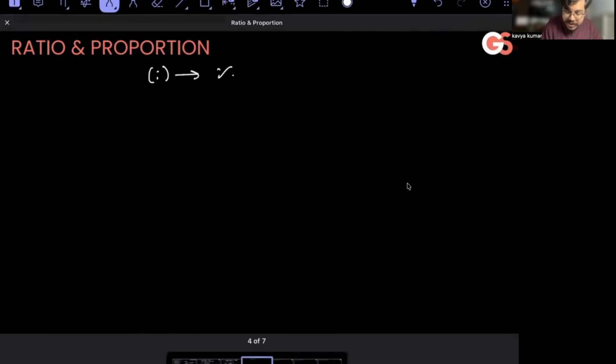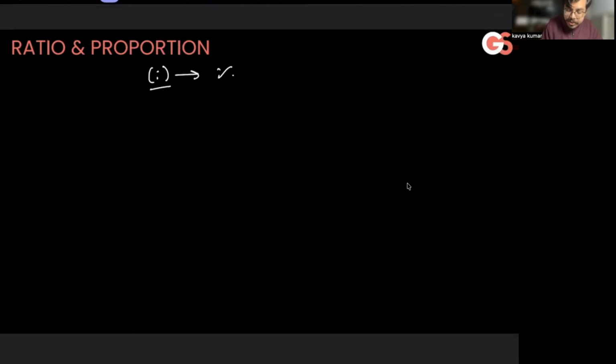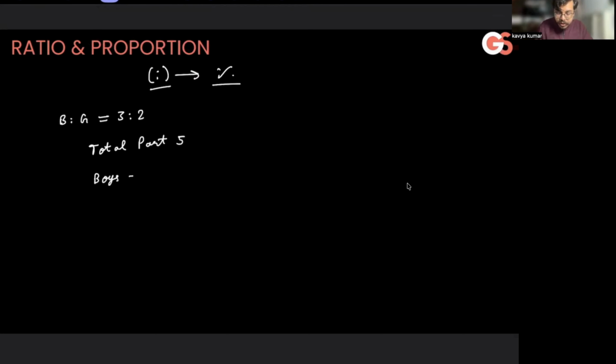Now we will understand ratio conversion to percentages. This is how you represent ratios and this is how you represent percentages. So we'll convert ratios into percentages. Let's say the boys to girls ratio is given as 3 is to 2. So here the total part is 5. And boys will be how many in the form of a fraction? Boys will be 3 out of 5, right?